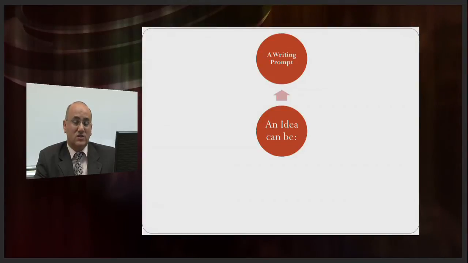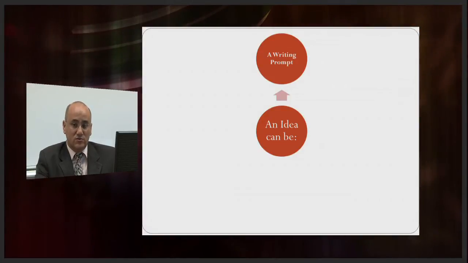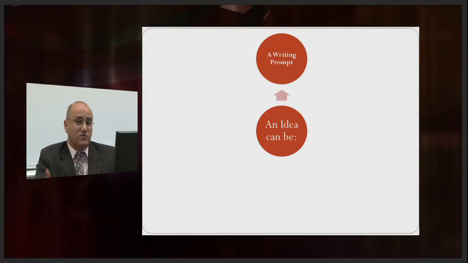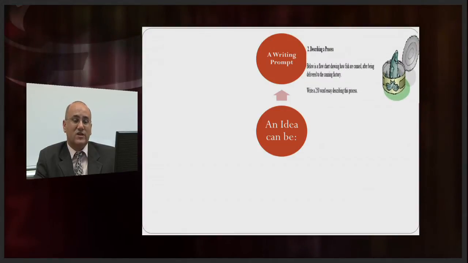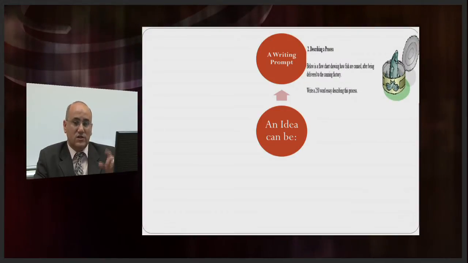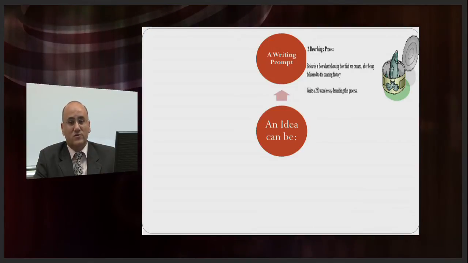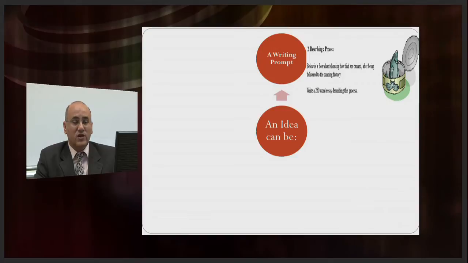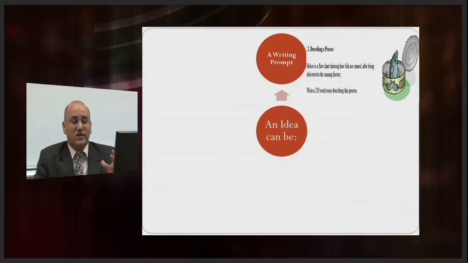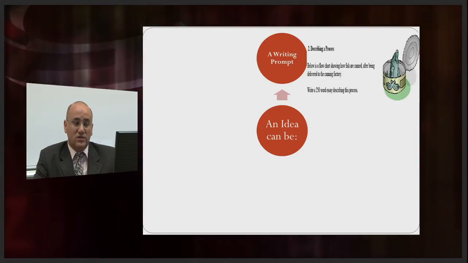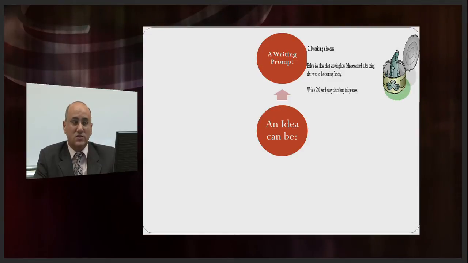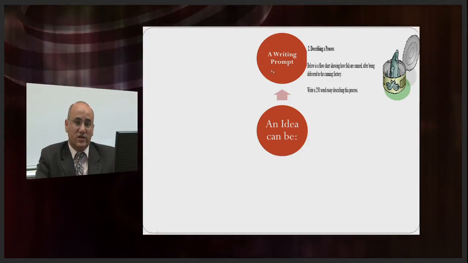A writing prompt means a topic given to you by somebody else, like the topics we give you in the exams. A writing prompt can be something like this. This is taken from an exam paper done by students before. Describing a process. Below is a flow chart showing how fish are canned after being delivered to the canning factory. Write a 250-word essay describing this process. This is a writing prompt given in the exam to students.